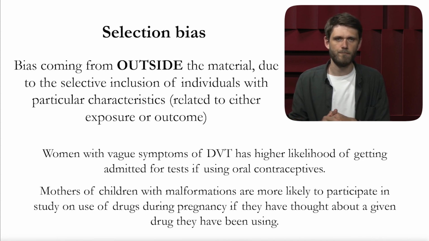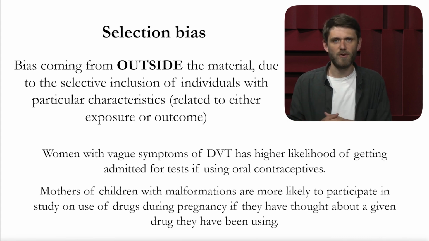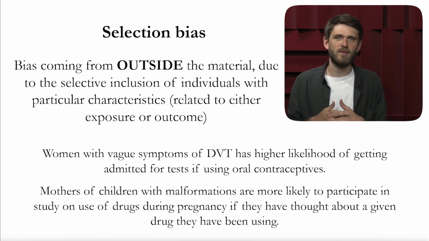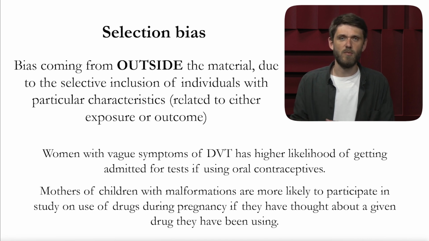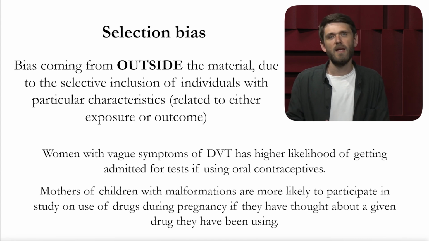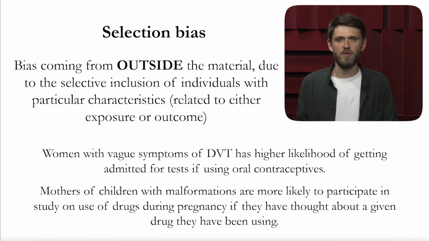Another example of selection bias would be mothers of children with malformations that are invited to participate in a study. If they had thought about a given drug they might have considered leading to the malformation that their child is afflicted by, this makes them more likely to participate in the study because they have something to report. And thus we see increased use of drugs among those agreeing to participate in such a self-reported study.